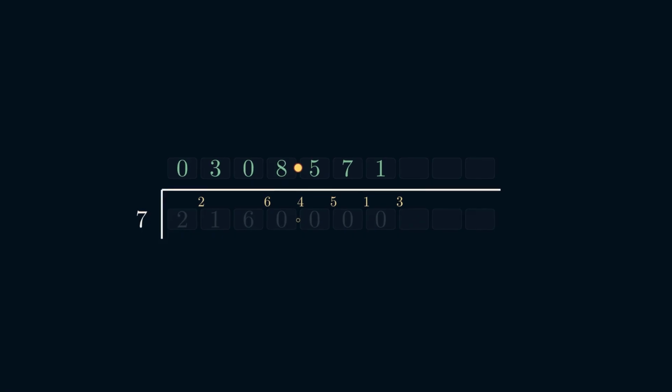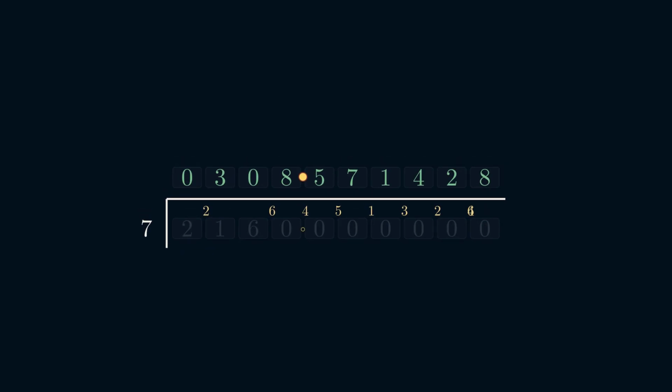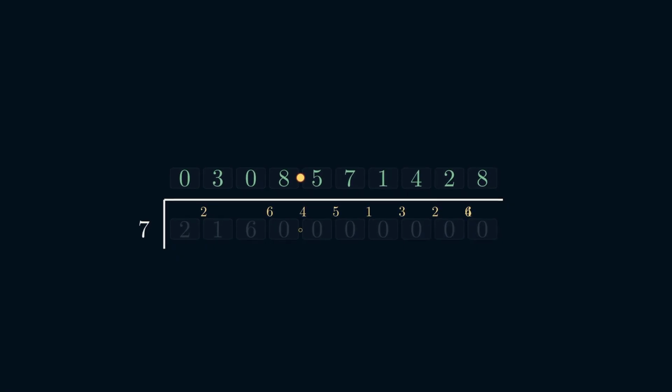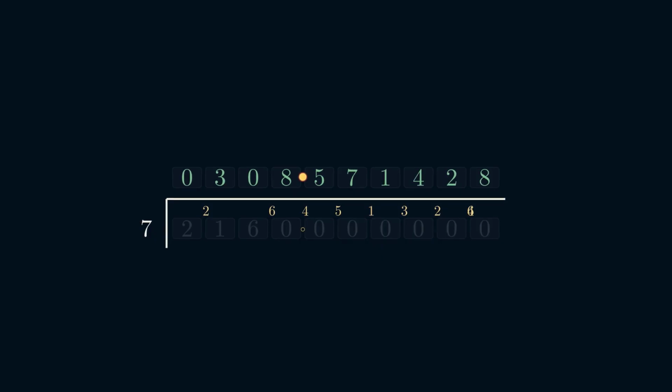The remainder 3 joins the next 0, making 30. 7 fits into 30 4 times, with 2 left over. The remainder 2 joins the next 0, making 20. 7 fits into 20 2 times, with 6 left over. The remainder 6 joins the next 0, making 60. 7 fits into 60 8 times, with 4 left over. And now, the remainder 4 has returned. That means the repeat has begun again. The repeating block is 5, 7, 1, 4, 2, 8.